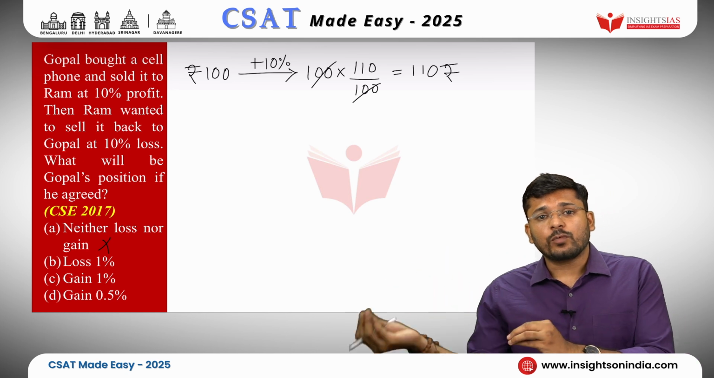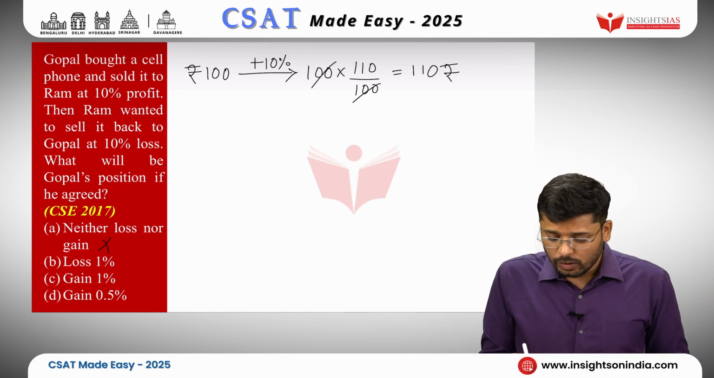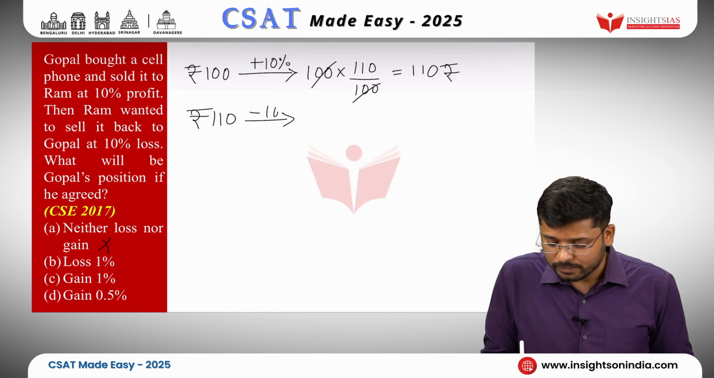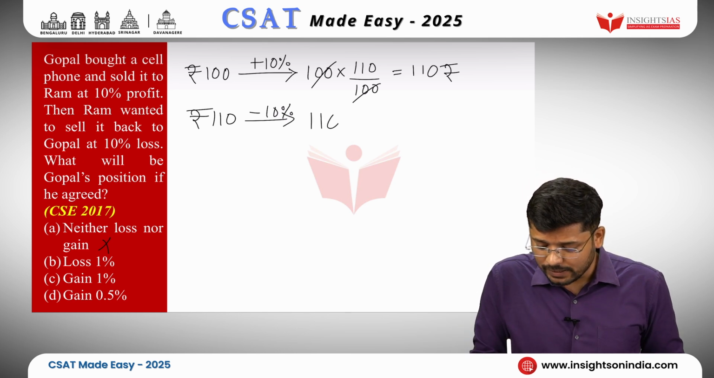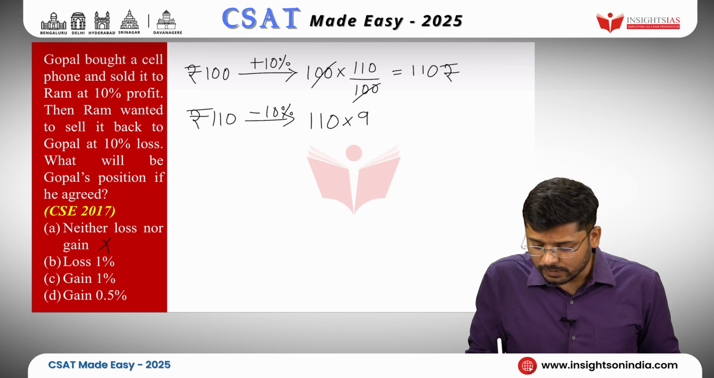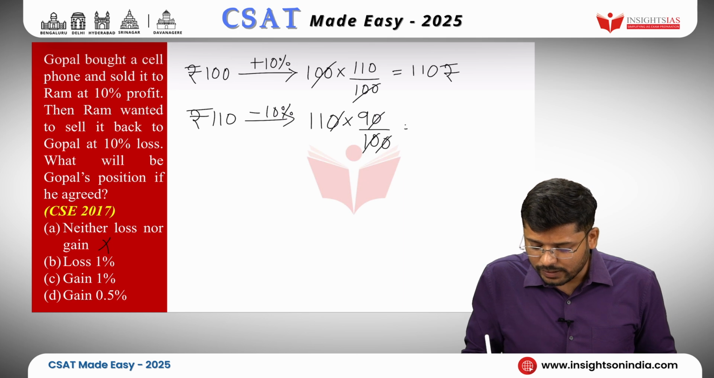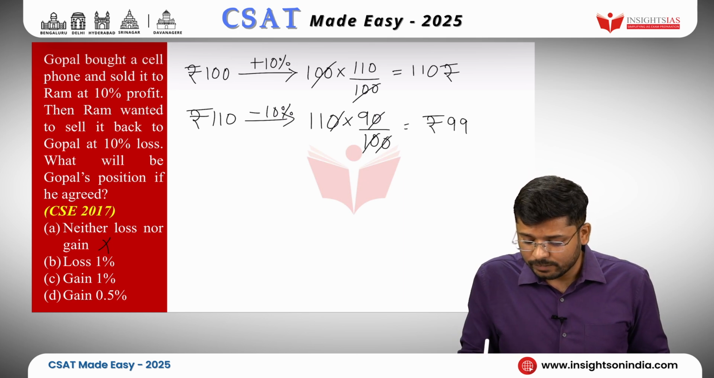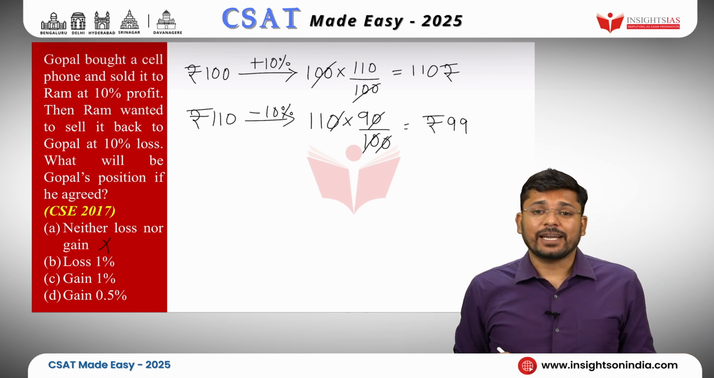Now Ram wants to sell it back to Gopal at a 10% loss. So we need to reduce this 110 by 10%. How do we reduce 110 by 10%? Just like this, 110 into 100 minus 10 is 90, divided by 100. 0, 0 cancel, 0, 0 cancel. 11 into 9, that would be rupees 99. So Ram wants to sell it back to Gopal at 99 rupees.